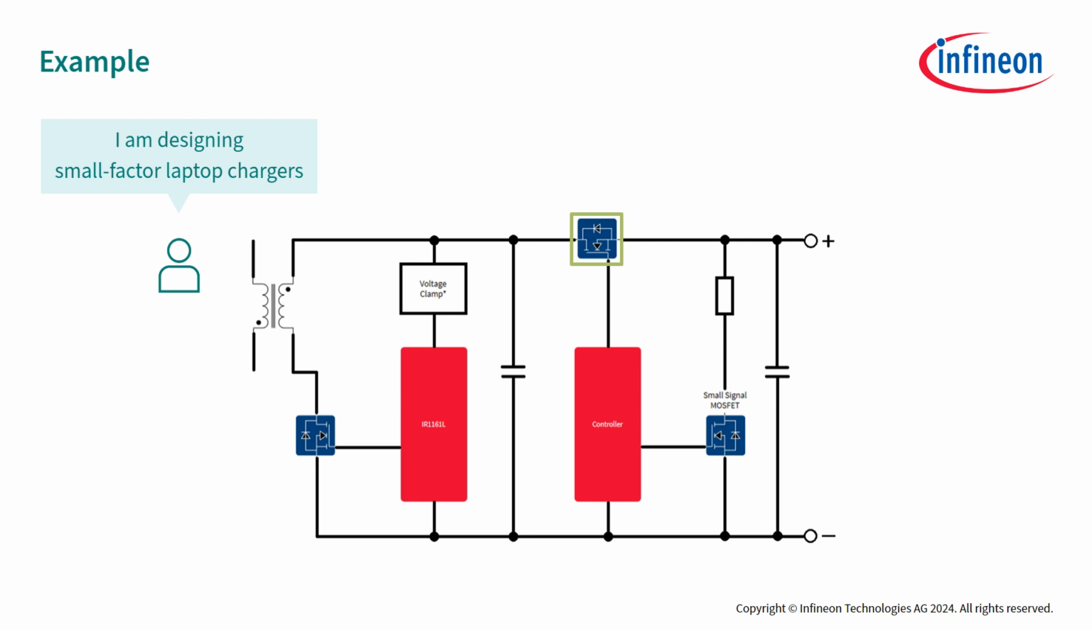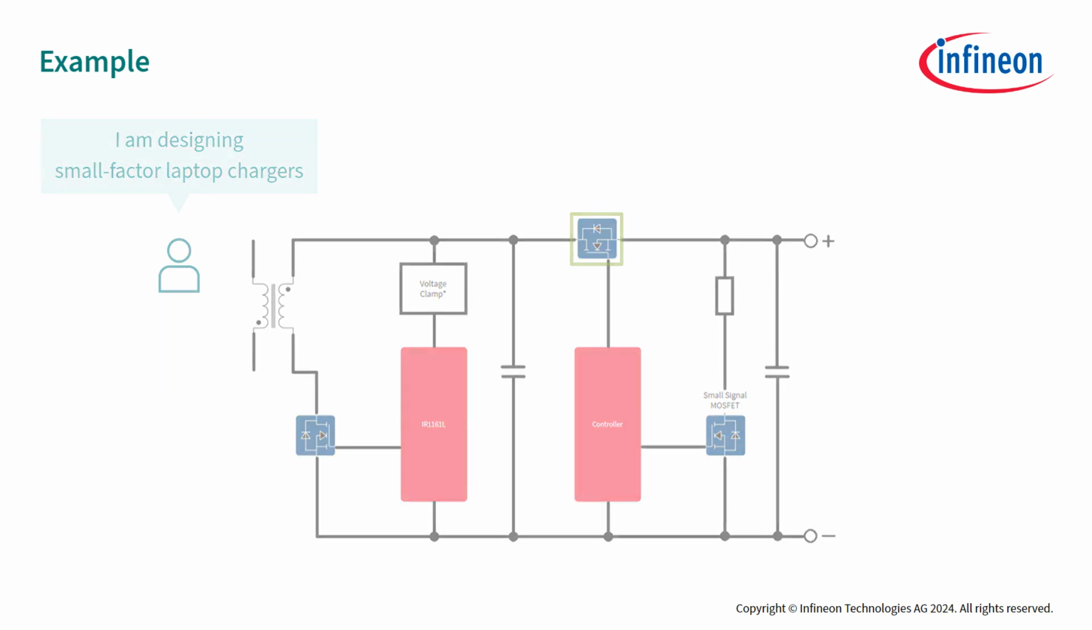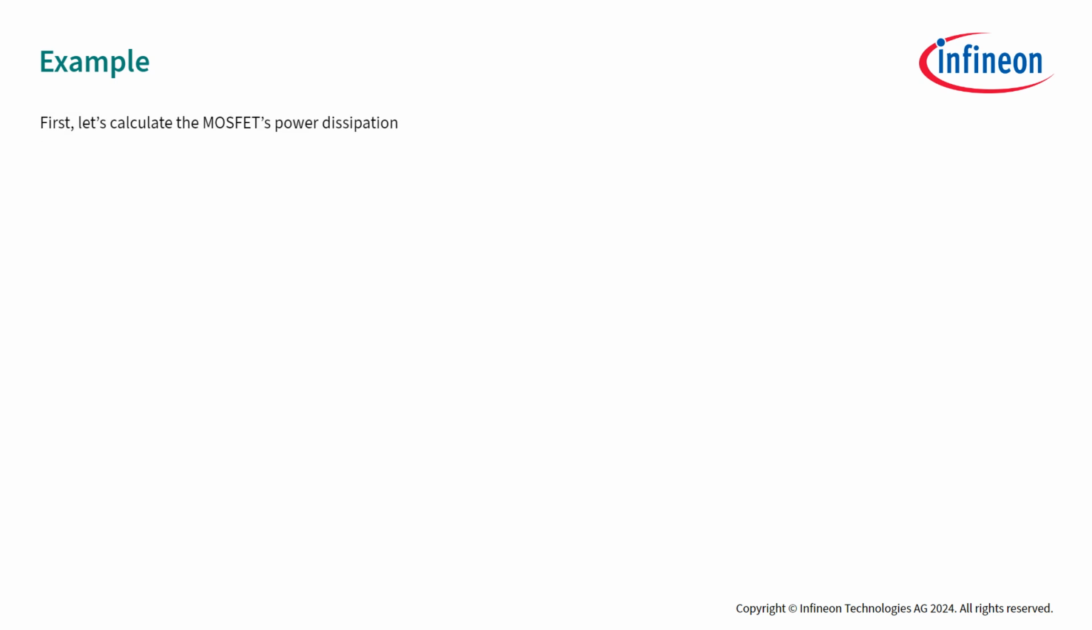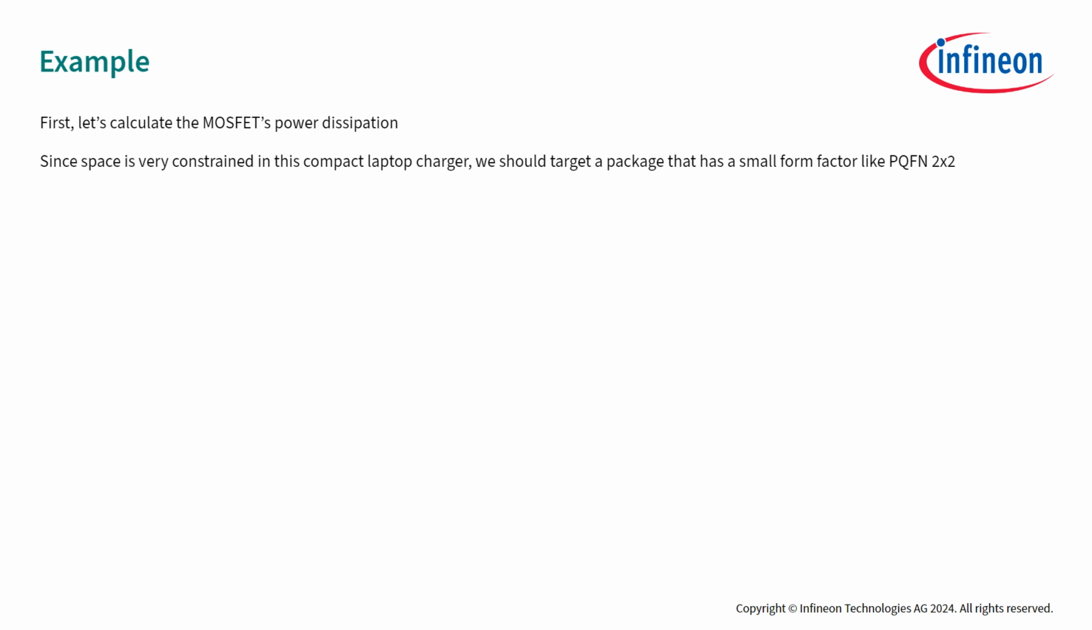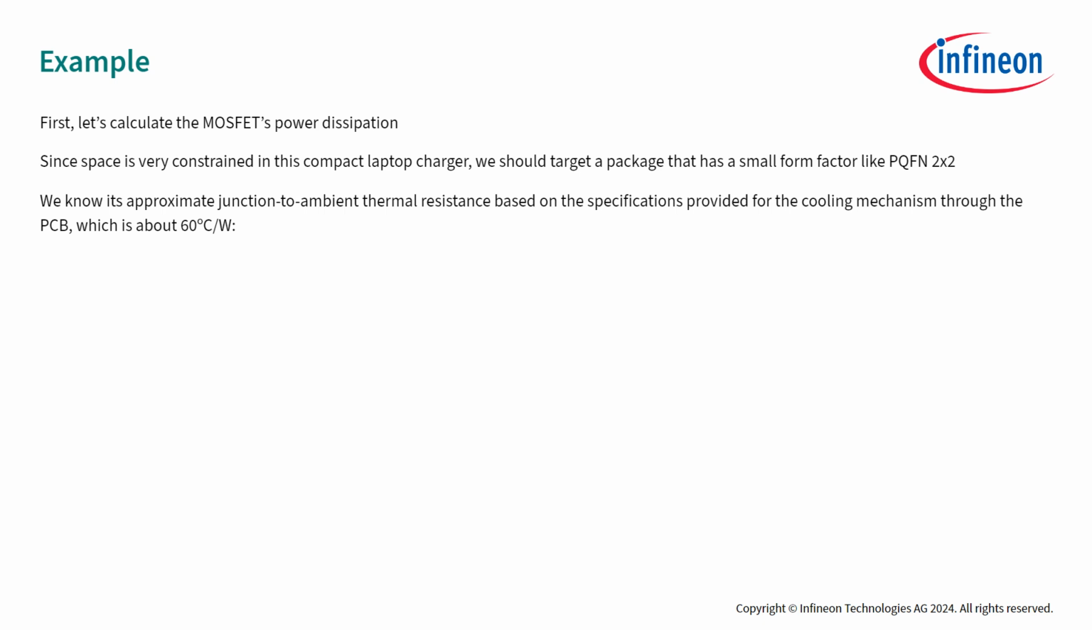Based on these requirements, we can calculate the targeted RDS(on) value as follows. First, let's calculate the MOSFET's power dissipation. Since space is very constrained in this compact laptop charger, we should target a package that has a small form factor like PQFN 2x2. We know its approximate junction to ambient thermal resistance based on the specifications provided for the cooling mechanism through the PCB, which is about 60 degrees Celsius per watt.